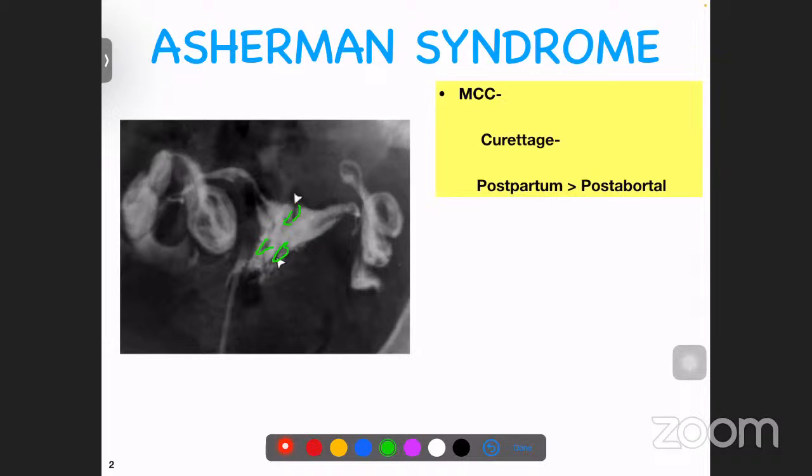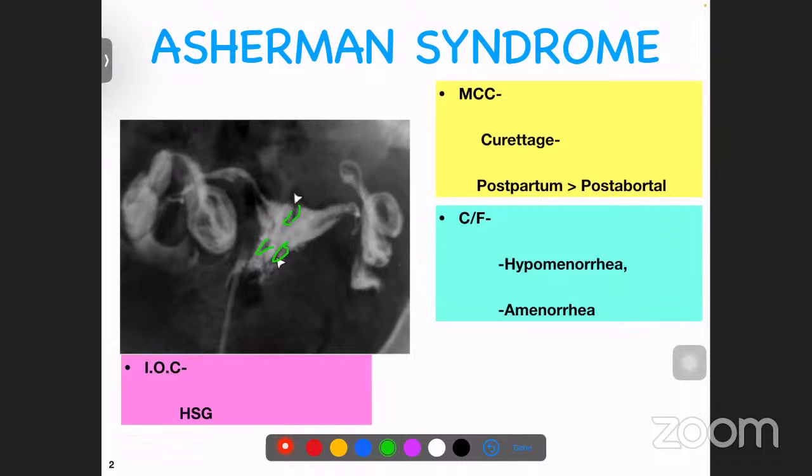In this condition, the investigation of choice initially is going to be HSG, that is hysterosalpingography. But the gold standard investigation, the best investigation, is basically hysteroscopy. And why is hysteroscopy the gold standard? Because I can treat the patient in the same setting. We can go for a hysteroscopic adhesiolysis, that is, I can cut these adhesions along with hysteroscopy. So the investigation of choice is HSG, the gold standard investigation is hysteroscopy, and the management is hysteroscopic adhesiolysis.